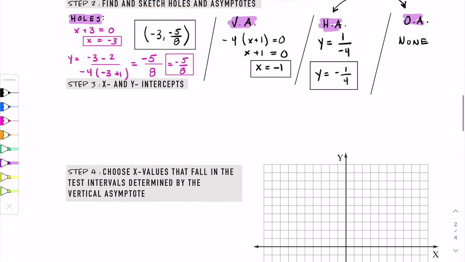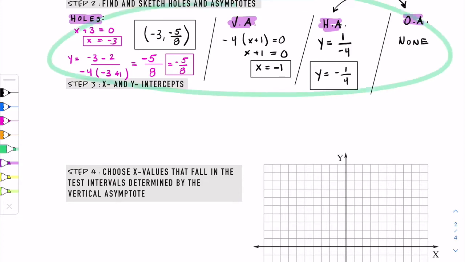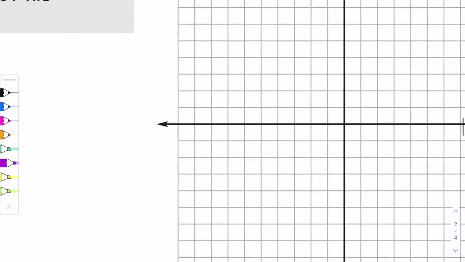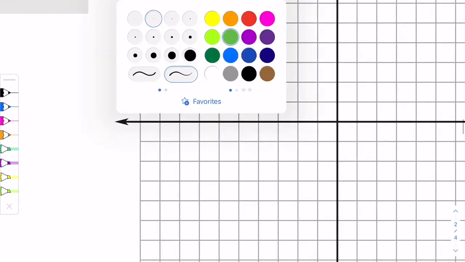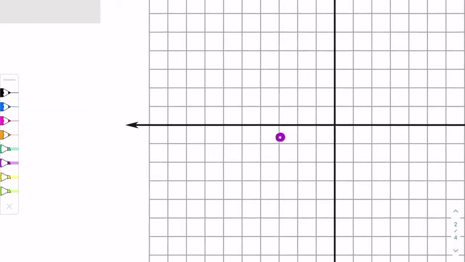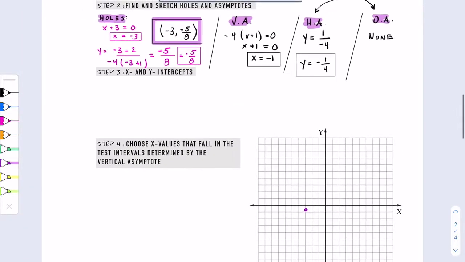Now we're going to sketch all the parts we just found in step 2. So let's start by sketching the hole on the graph, which is located at -3, -5/8. This is going to be a hole in the graph, so graph it just like you would graph a hole. -3, -5/8 is located somewhere in that area. It is just a sketch, so be as accurate as possible, but you don't need to be over the top precise.